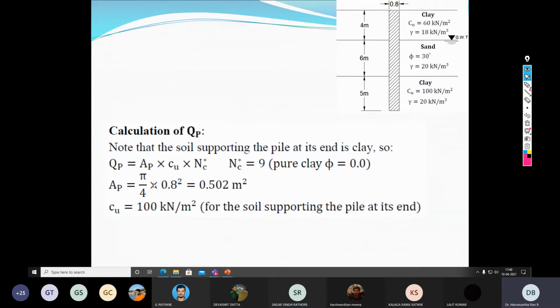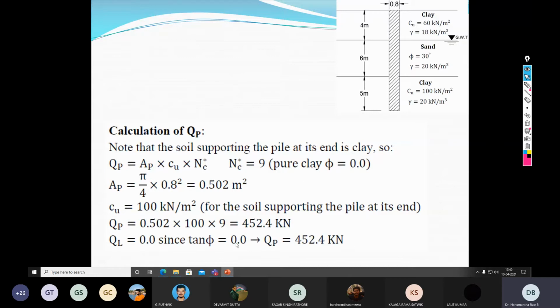So cross sectional area is pi by 4 into 0.8 square and Cu is 100 kilonewton per square meter. As I told, the reason being you should take the layer where the pile tip is resting. So here Cu is 100 kilonewton per square meter and substitute. So what you get is QP is 452.4 kilonewton.